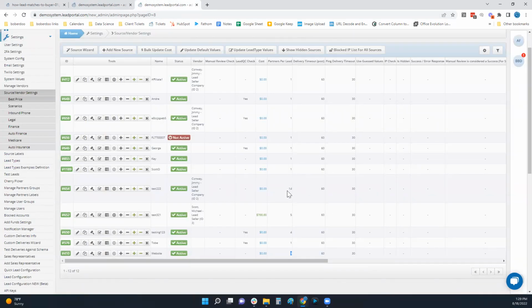This is a demo system. You typically don't see things like 14 or even really 5 in a lot of systems. Most of our clients, I think, would be between 1 and 3 or 4, again, depending on the lead type and the value proposition of the clients.